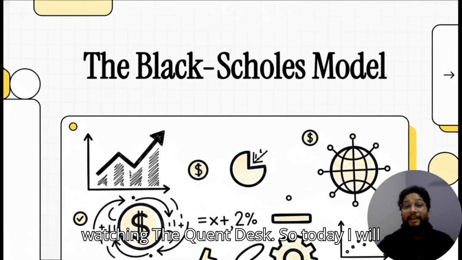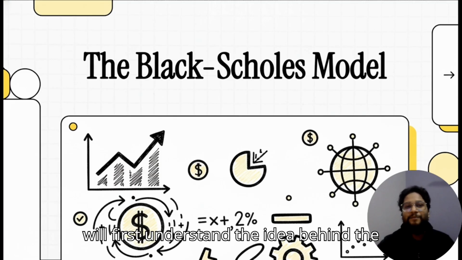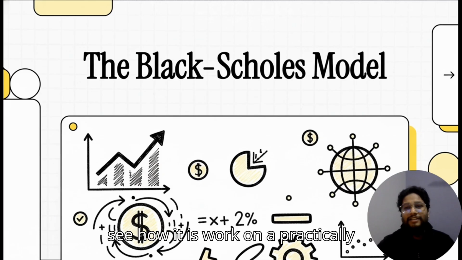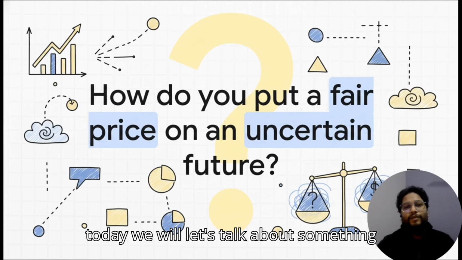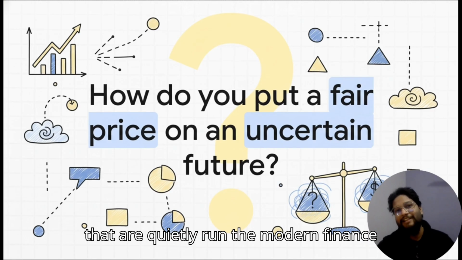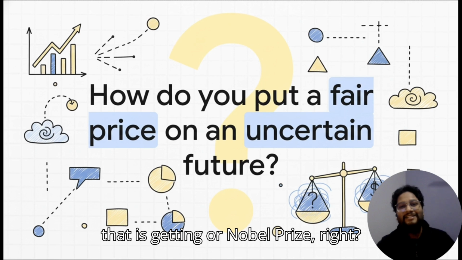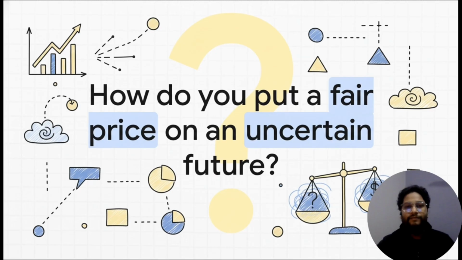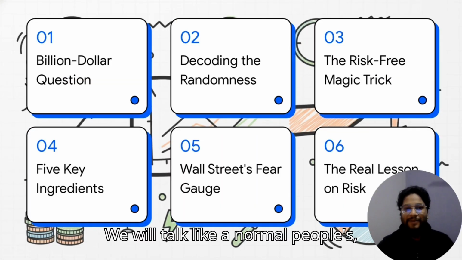Today I will break down the Black-Scholes model. We will first understand the idea behind it, and then we will see how it works practically using an Excel sheet, right? Today let's talk about something that quietly runs the modern finance world. This is very important: a formula that won a Nobel Prize, right? That is the Black-Scholes model. But relax, this is not a math class. We will talk like normal people, right?